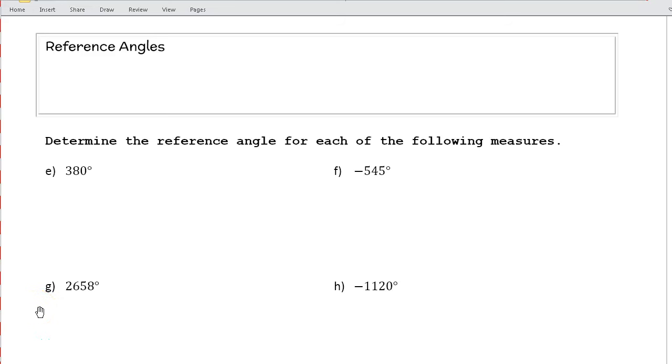This is Mr. Martin. These are video notes for Pre-Calculus Advanced, Unit 5. We're talking about the unit circle, and in this video we're going to be talking about reference angles.